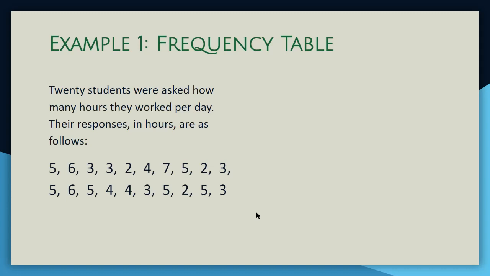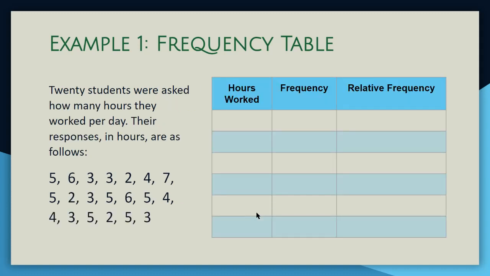So I know that I need at least 3 columns. I need one for the raw data, in this case, the number of hours worked. I need one for frequency, and then I need one for relative frequency. So let's start by filling out that hours worked column. My smallest number in that data set is 2, and my biggest number in that data set is 6. So I want a row that starts at 2 and goes all the way down to 6.